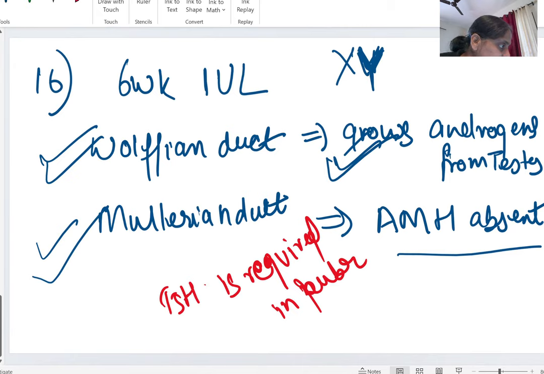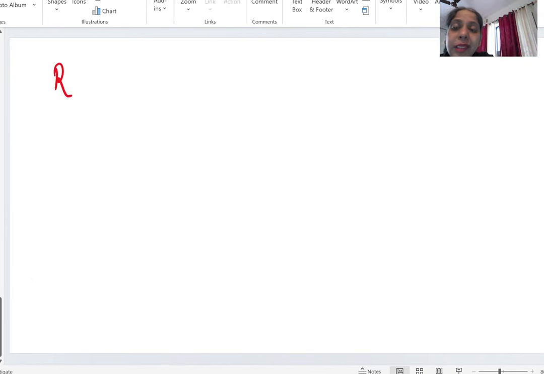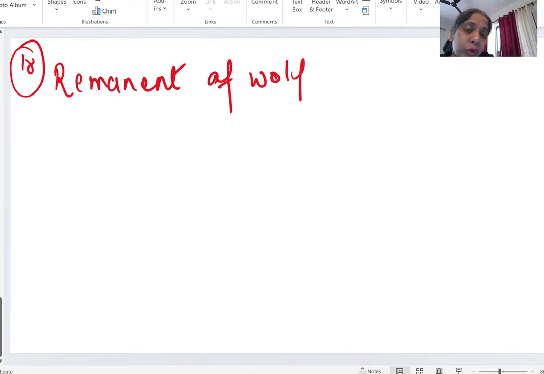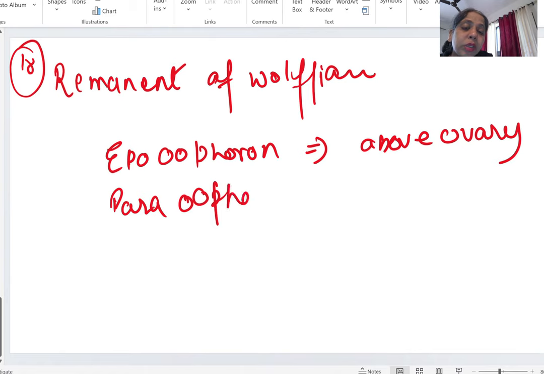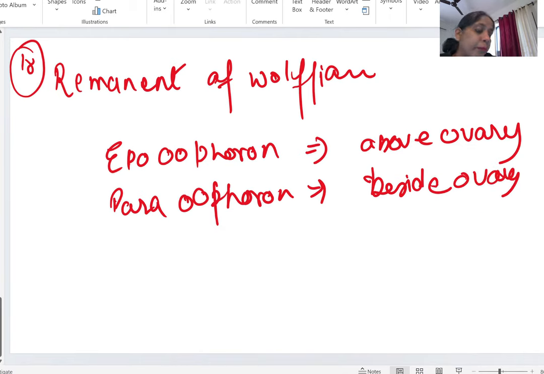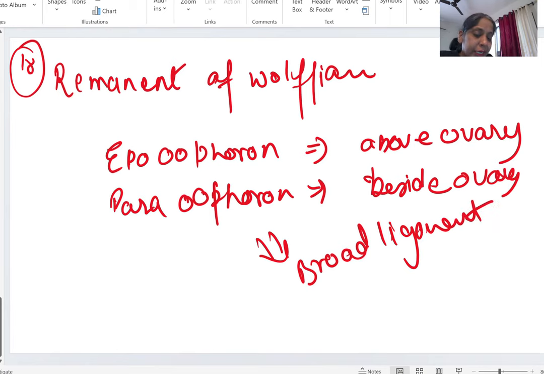Dr. Mohammed has also asked some other questions. Question 18: remnants of the Wolffian duct. In a female, there are remnants of the Wolffian duct because the Wolffian duct doesn't grow due to the absence of androgens. So, epoophoron means above the ovary, and paraoophoron means beside the ovary. Both these structures are in the broad ligament. After 18, it is 33. I think 33 we have explained.